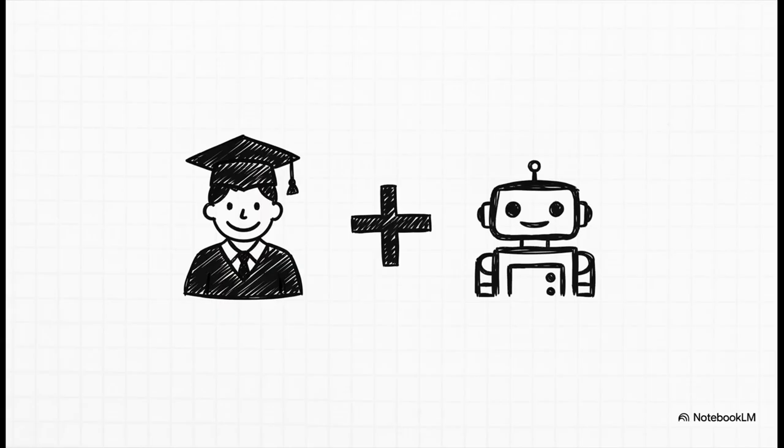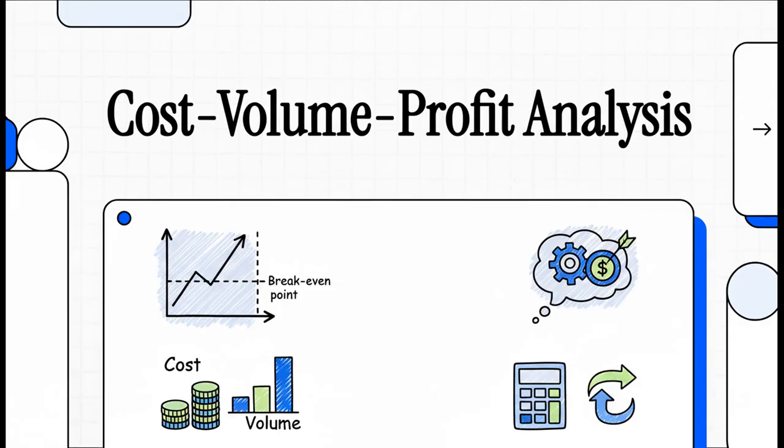It's pretty cool. Welcome. In our session today, we will undertake a detailed examination of cost volume profit analysis, frequently abbreviated as CVP. This is a genuinely fundamental tool in managerial accounting and strategic business planning. It provides a powerful lens through which we can understand and predict how changes in sales volume, costs, and prices will ultimately affect a firm's profitability.